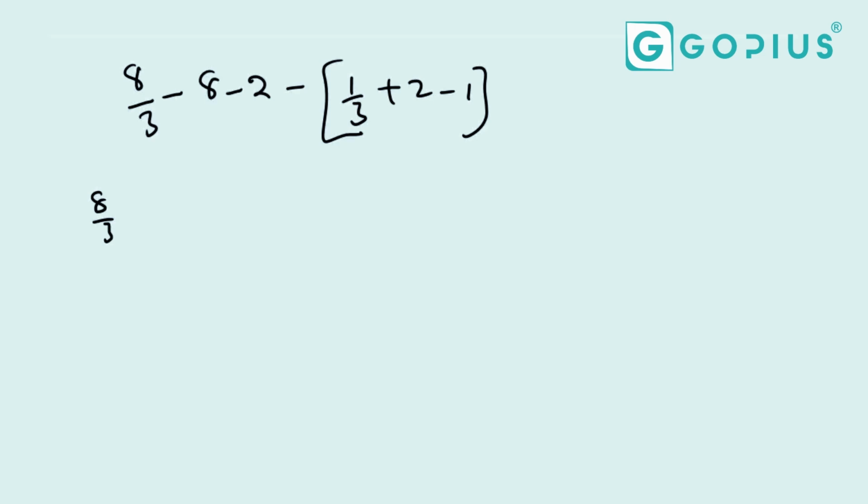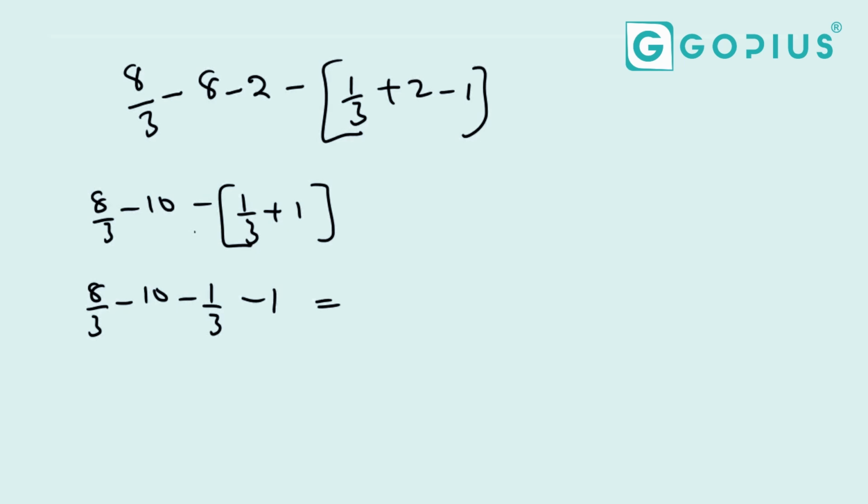So here we are having 8 over 3 plus 8 minus 2 here will give us 6, minus 1 over 3, 2 minus 1 here of course will give us 1, so we have plus 1. We can just clear everything at once. We have 8 over 3 plus 6, the negative sign opens this bracket, we have minus 1 over 3, then minus 1. So this is equals to 8 over 3 minus 1 over 3. Since both denominators are the same, we can subtract. 8 minus 1 is 7 all over 3. Then we have 6 minus 1 is 5.